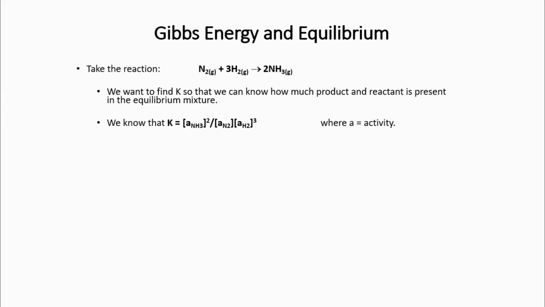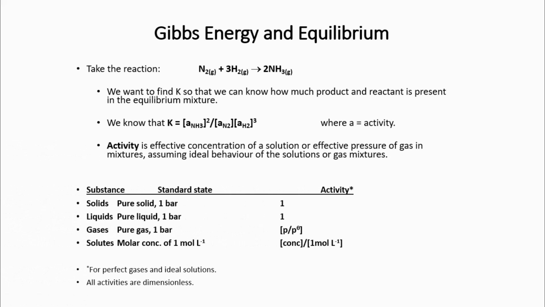Of course, K is the equilibrium constant, which can be expressed as the activity of the product, which is ammonia gas in this case. We are going to look at the activity of ammonia gas squared divided by the product of the activities of the two reactants. Of course, for the hydrogen gas we have to have a cube because of the reaction stoichiometry. Of course, we know A, as I said earlier, represents the activity of the species in consideration.